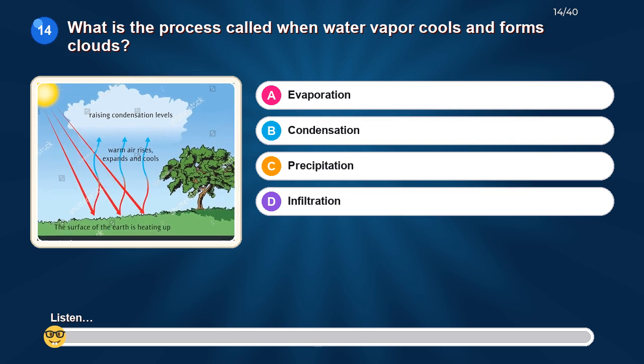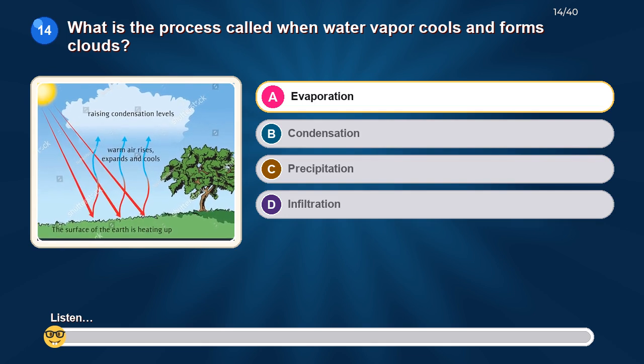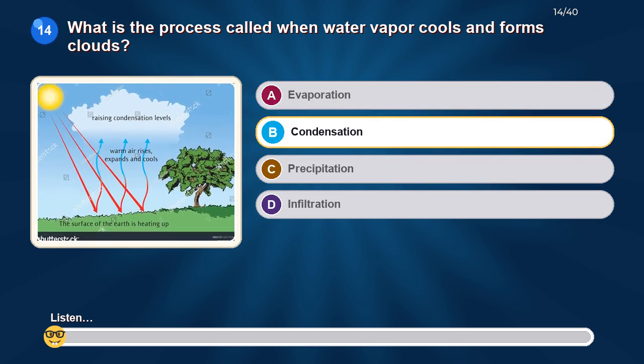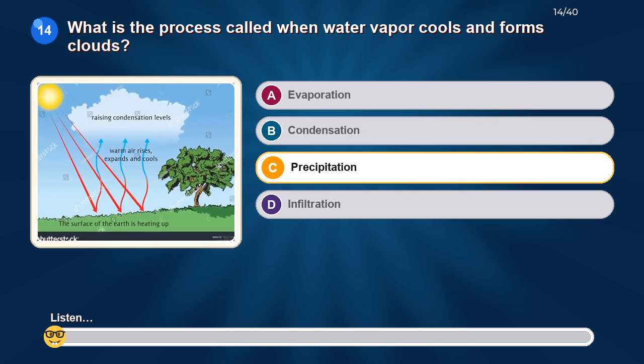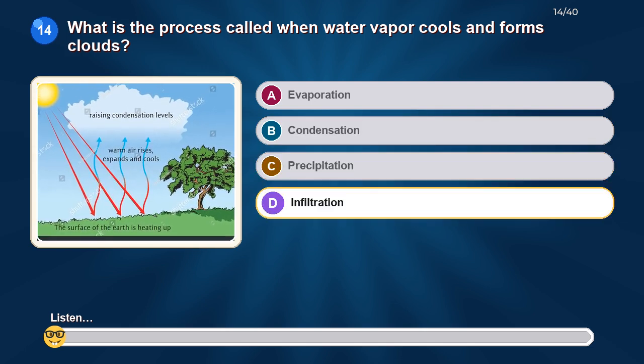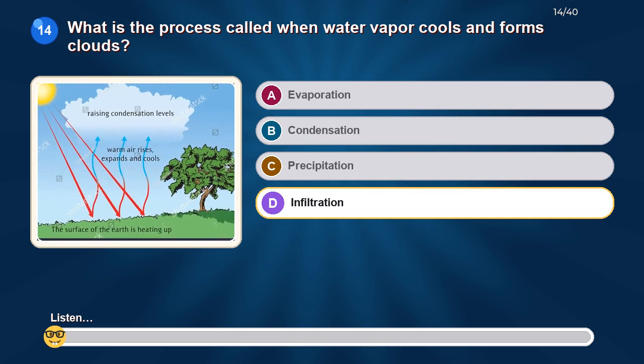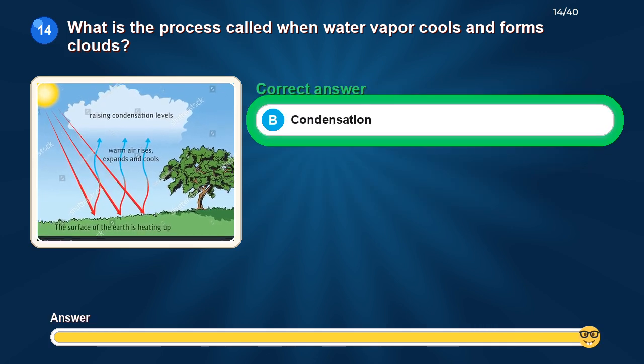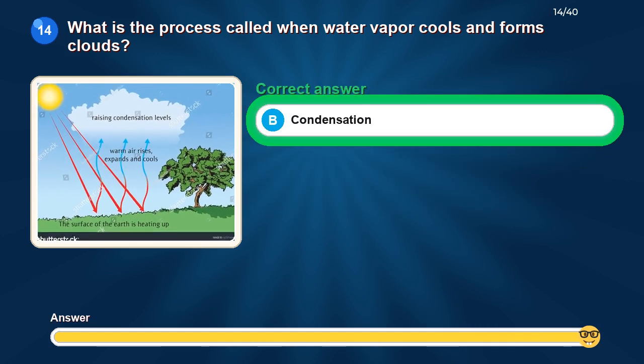What is the process called when water vapor cools and forms clouds? Option A, evaporation. Option B, condensation. Option C, precipitation. Option D, infiltration. The correct answer is condensation.